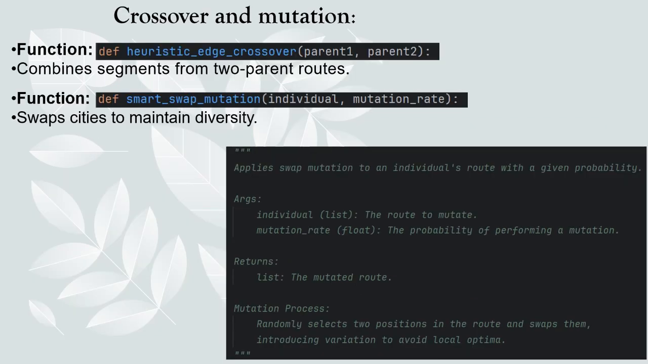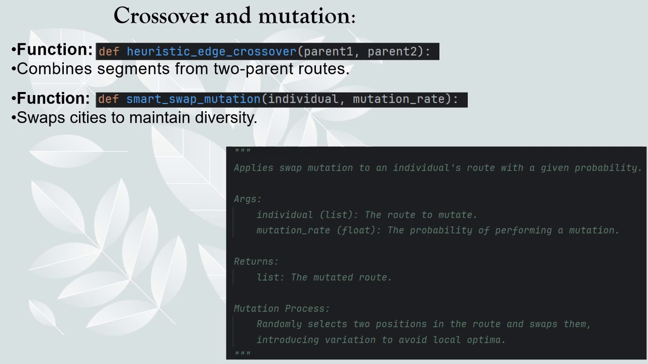Okay, crossover and mutations. So for my crossover function, I use a heuristic with edge, and parent 1 and parent 2 as nodes, and this combines segments from two parent routes. And the function for mutation was smart swap mutation, the name I gave it, with individuals and mutation rate. It just swaps cities to maintain diversity.